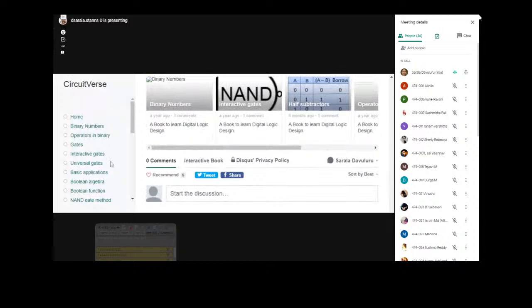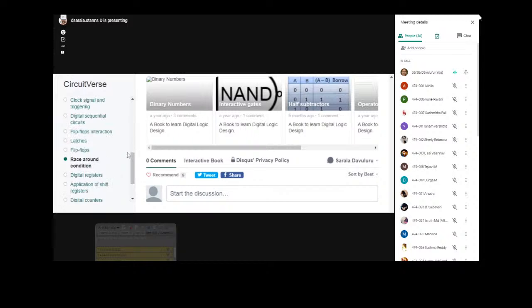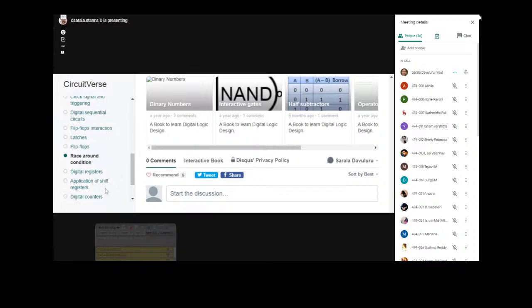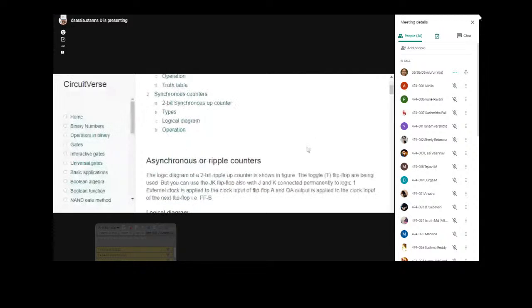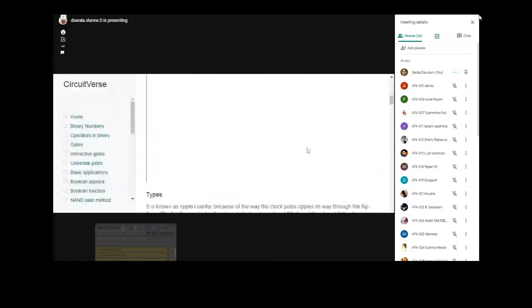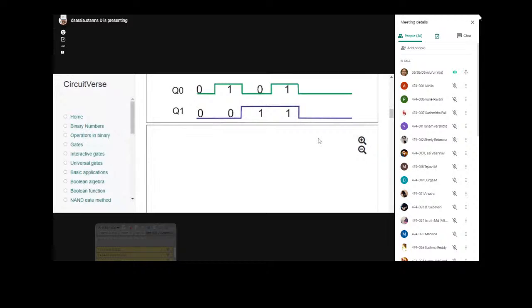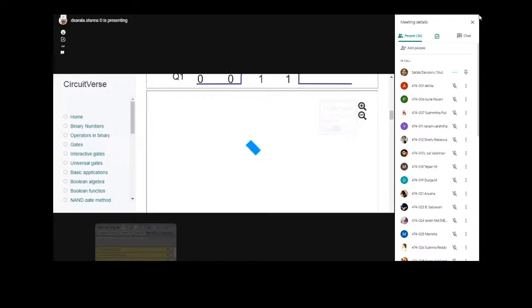Then let me show you these digital counters. You have already seen different digital counters. So this is the logic diagram of synchronous counters. These are the timing diagrams. Let us see the simulation of the same. It's loading the image, loading the circuit.